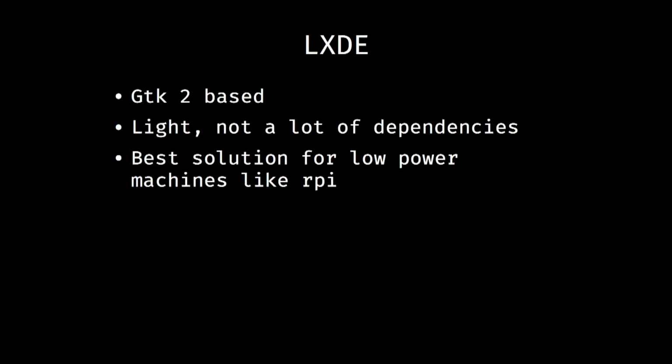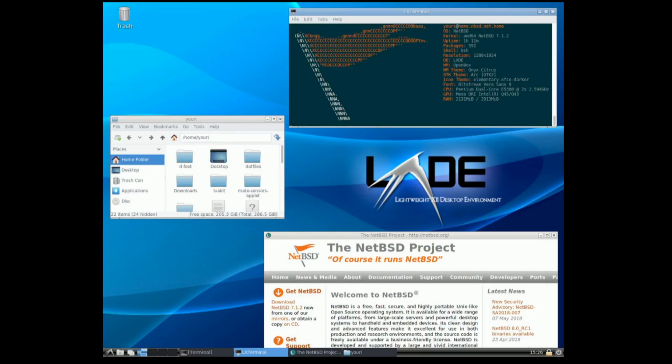LXDE is a GTK2 based desktop, and I think it will stay on GTK2. It's really light, not many dependencies, and it's what you will usually see on Linux distributions for embedded hardware or Raspberry Pis, system on chip kind of stuff. It looks like this. That's one of my screenshots on NetBSD. As you can see, it still feels similar to Mate or XFCE, but really it's much, much lighter and pretty fast. But it doesn't really contain many tools as a desktop compared to XFCE or Mate.